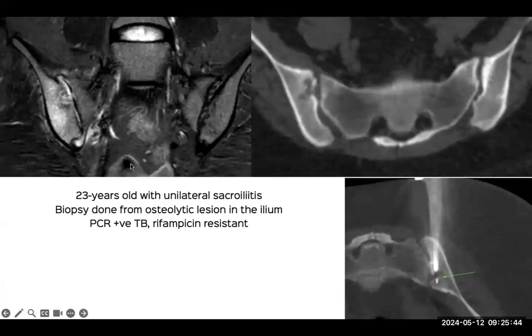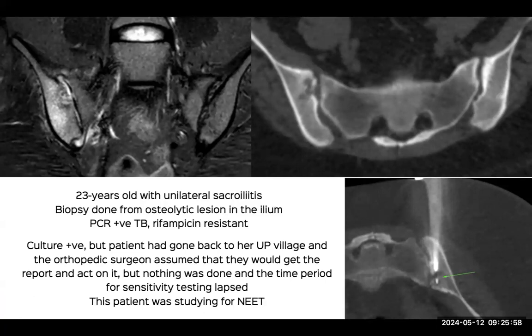So this is a student studying for NEET, right? A smart kid wanting to become a doctor, who has a unilateral sacroiliitis, and they biopsied the focal osteolytic lesion. It was PCR positive, TB rifampicin resistant. Then it turned out to be culture positive, but the patient had gone back to the Uttar Pradesh village. The orthopedic surgeon assumed they would get the report and act on it. Nothing was done. The time period for sensitivity testing lapsed. The samples weren't available anymore. And it was such a mess.